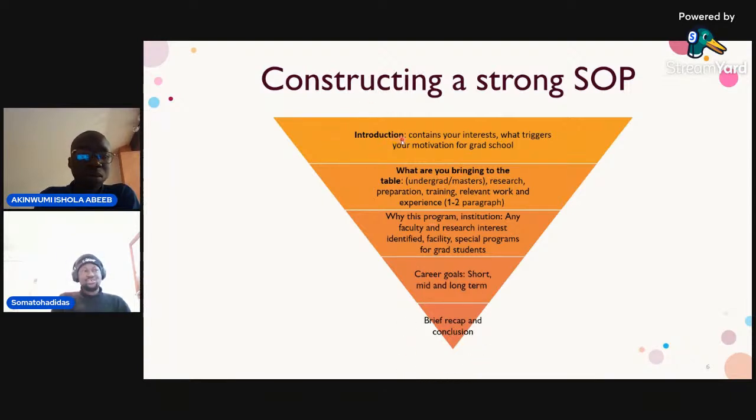So the first one here is the introduction. What I mean by the introduction here is not introducing yourself, like I am Kobiowu Abdulhadi, I'm from Oyo State, I'm from Nigeria, and so on. It is not about that. The introduction of your motivation letter should contain what triggers you. What are the drivers? What drives you? What motivates you to want to apply for an advanced degree in graduate school? What are those things that actually influenced your decision to apply to graduate school?